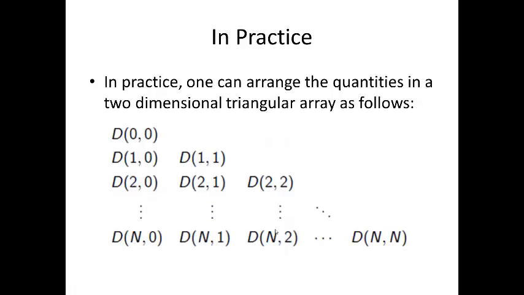So in practice, what we can do is arrange the quantities as a two-dimensional triangular array as follows. And we can calculate those beginning at D(0,0). This thankfully leads us to an algorithm for Richardson Extrapolation, and we'll use the algorithm in related pseudocode and lab exercises. But thankfully, we won't have to do any of these by hand.